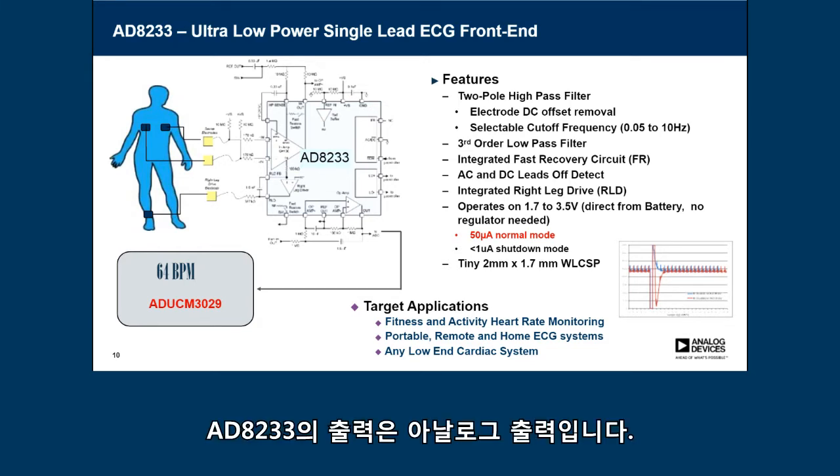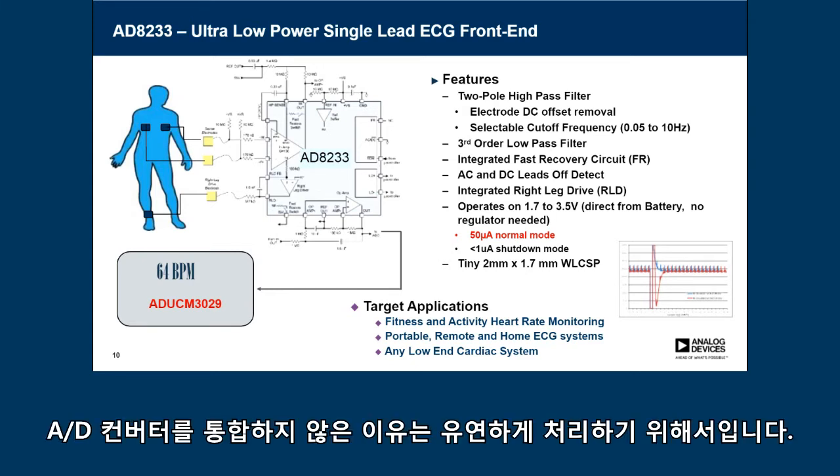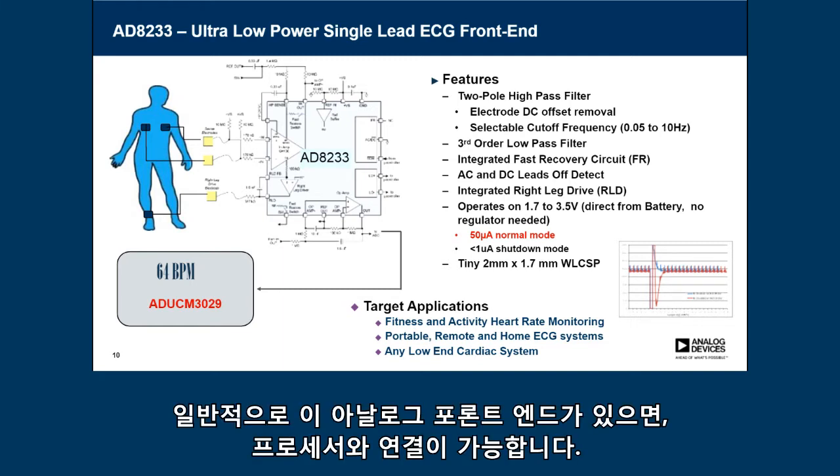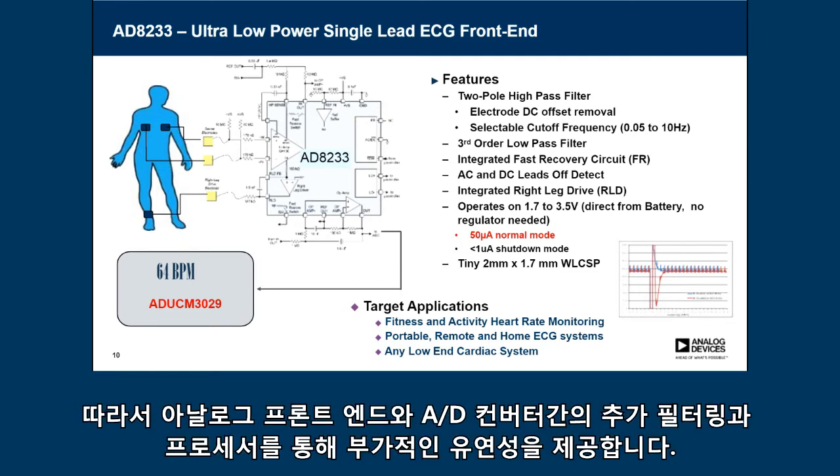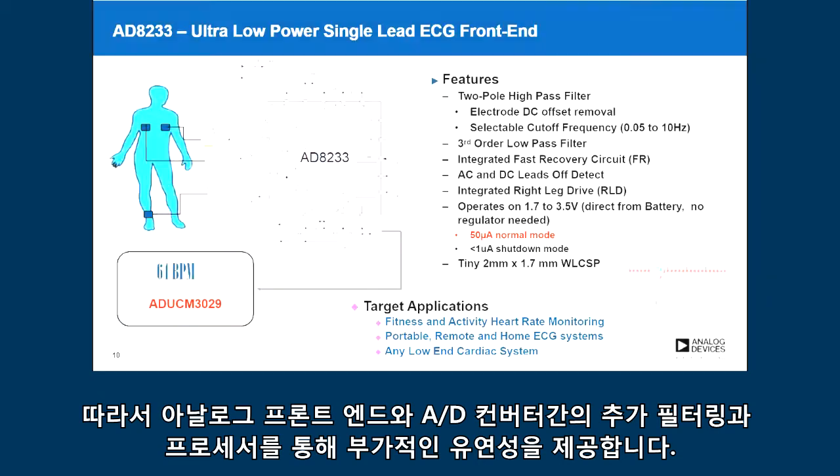The output of this 8233 is an analog output. And the reason for not integrating the A to D converter is that we would like to be flexible. Usually if you have this analog front end, it's connected to a processor anyway. So why not take a processor with an onboard A to D converter? That gives you additional freedom in additional filtering between the analog front end and the A to D converter in the processor.